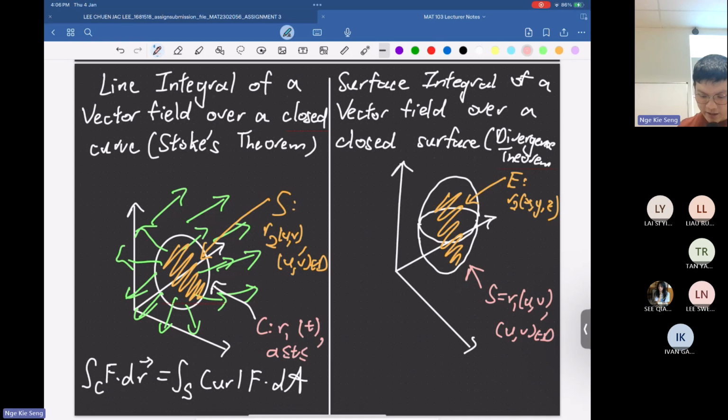Can you notice something or not? When I parameterize a curve, I use one variable. Parameterize a surface, I use two variables. Parameterize a solid, I use three variables. Right?